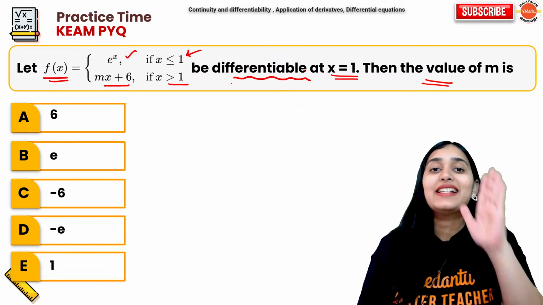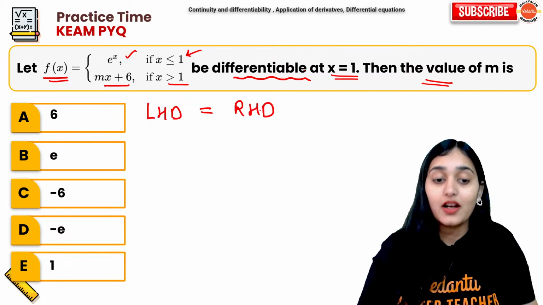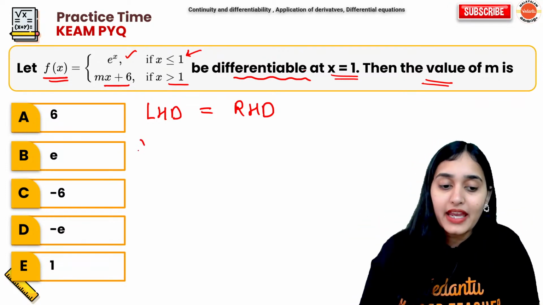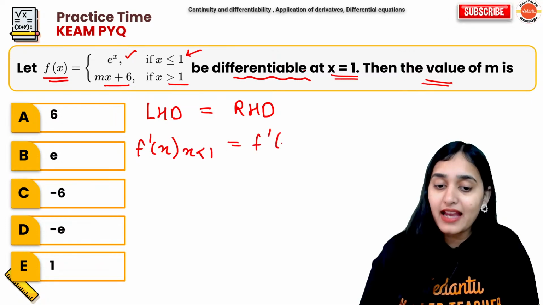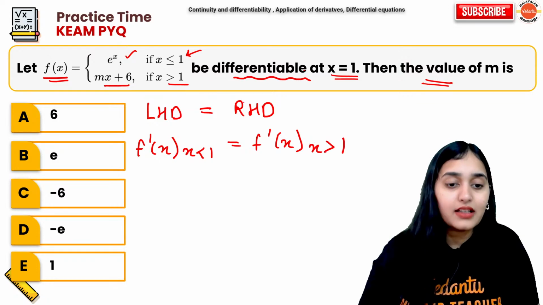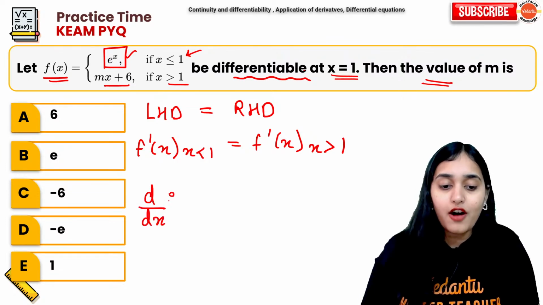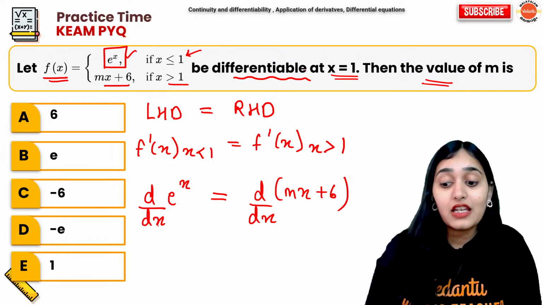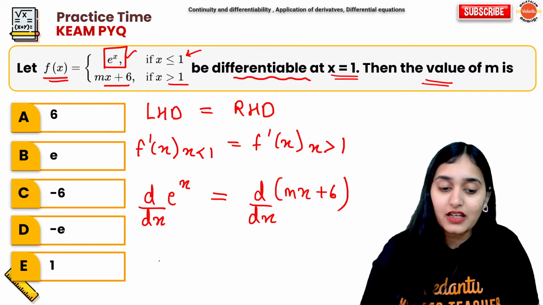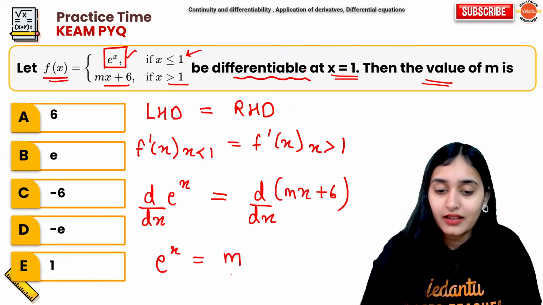How do you do that? Simply, the left hand derivative is equal to the right hand derivative. What is left hand derivative? f dash x at x less than 1, and f dash x at x greater than 1. So for less than 1, e to the power x. So d by dx of e to the power x is equal to d by dx of mx plus 6. What is differentiation of e to the power x? It is e to the power x. Mx plus 6 differentiation is m.